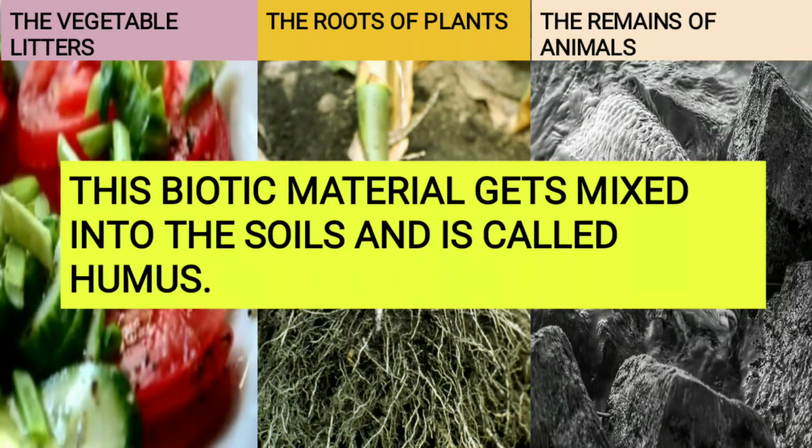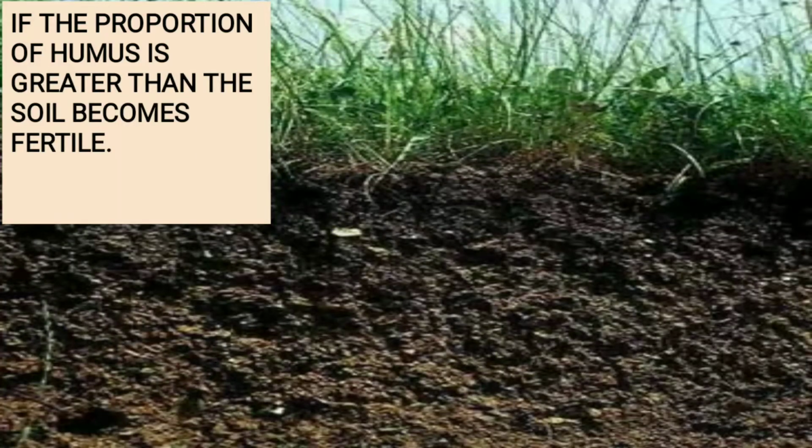Now, which are the things which decompose and are converted into biotic material, making the humus? The top layer of the soil is known as humus, which is really very fertile. So which are the things? The vegetable litter, the roots of plants, the remains of animals. This biotic material gets mixed into the soil and it is called humus. If the proportion of humus is greater, then the soil becomes fertile. And when the proportion of humus is less, then the soil is not so fertile.